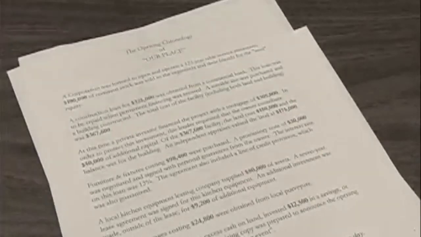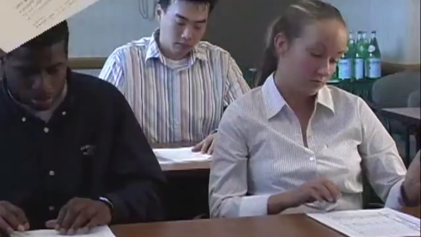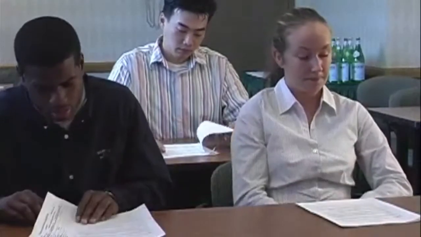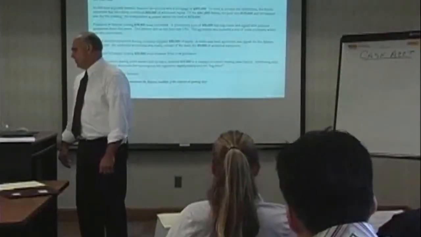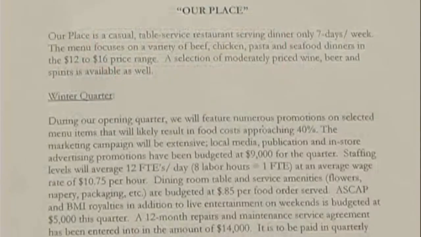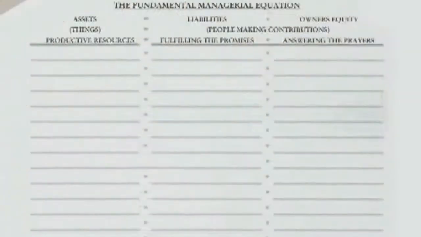So here we have a word problem that describes the various transactions that occurred that enabled our place to achieve its opening day. And our job is to read through the word problem and to organize these thoughts on the fundamental accounting equation document to help build the opening day balance sheet.